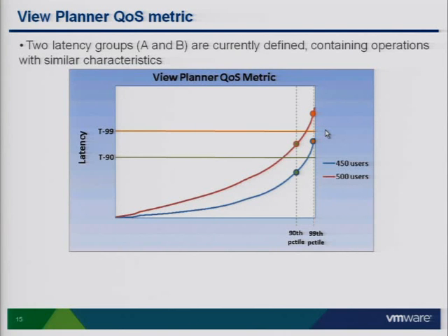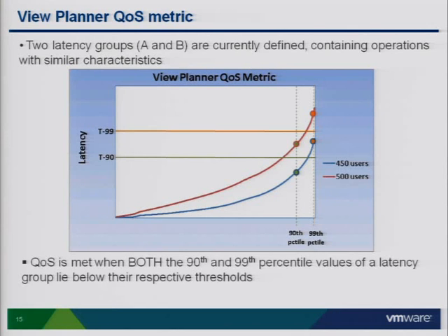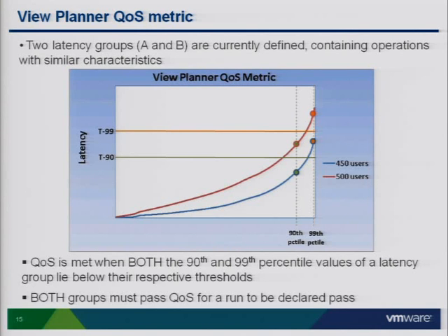Now, the group will pass if both the percentiles lie below their thresholds. And for a complete run to pass, you need both the groups to pass the QoS metric. This will be more evident and clear when Banit and Sunil come up and present their results.